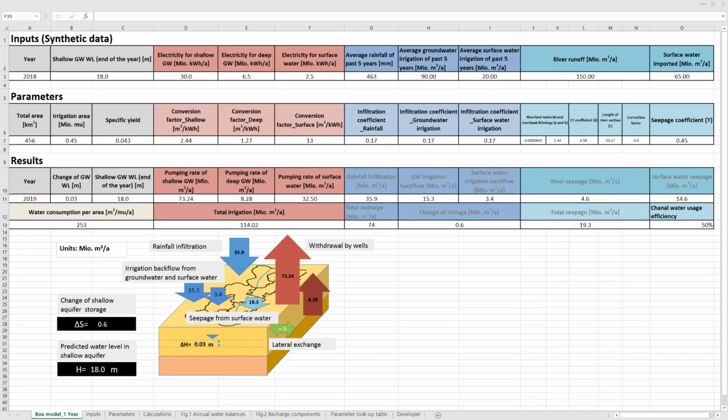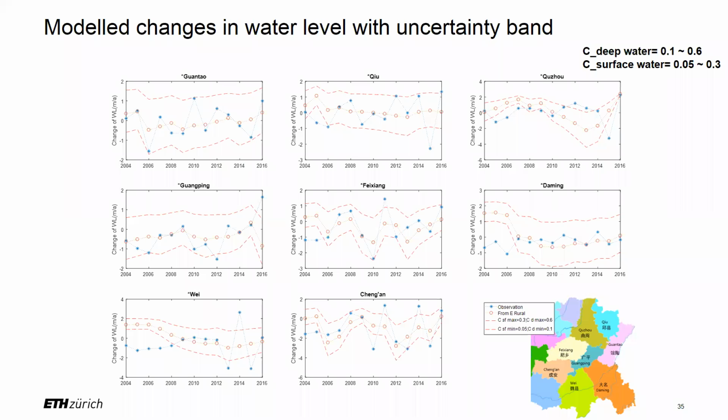So you can see, this is the uncertainty band. So we are confident that given the pumping electricity with good quality, we are able to get more accurate results from the box model.